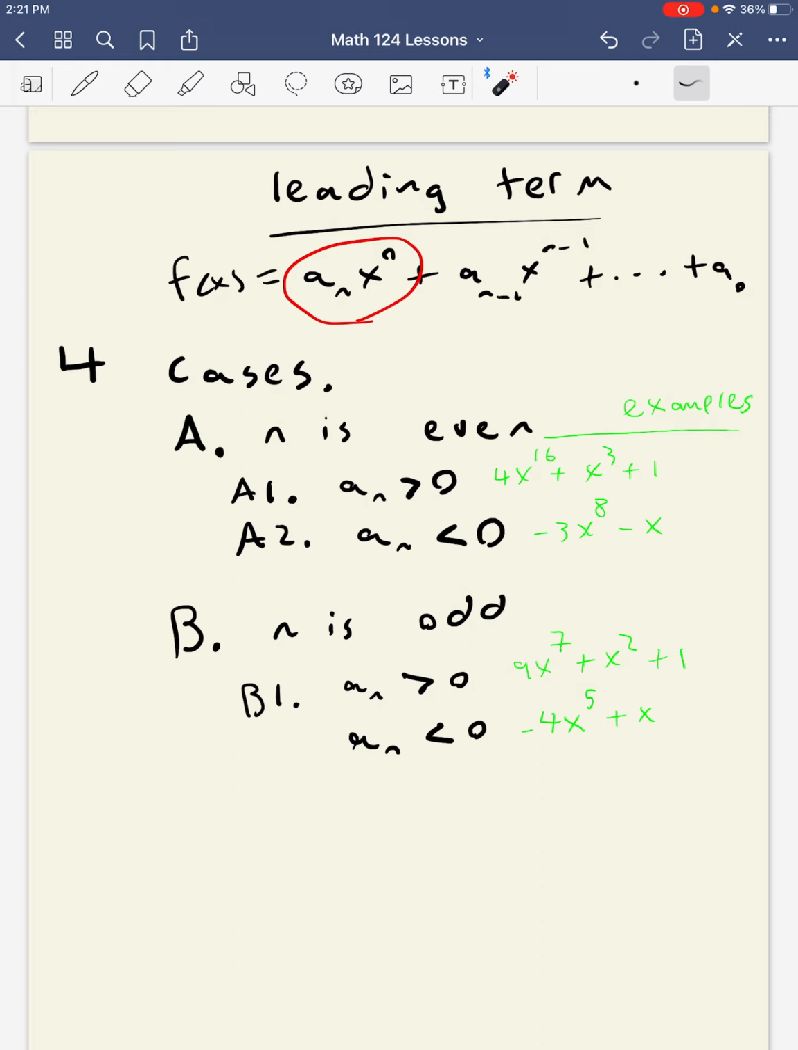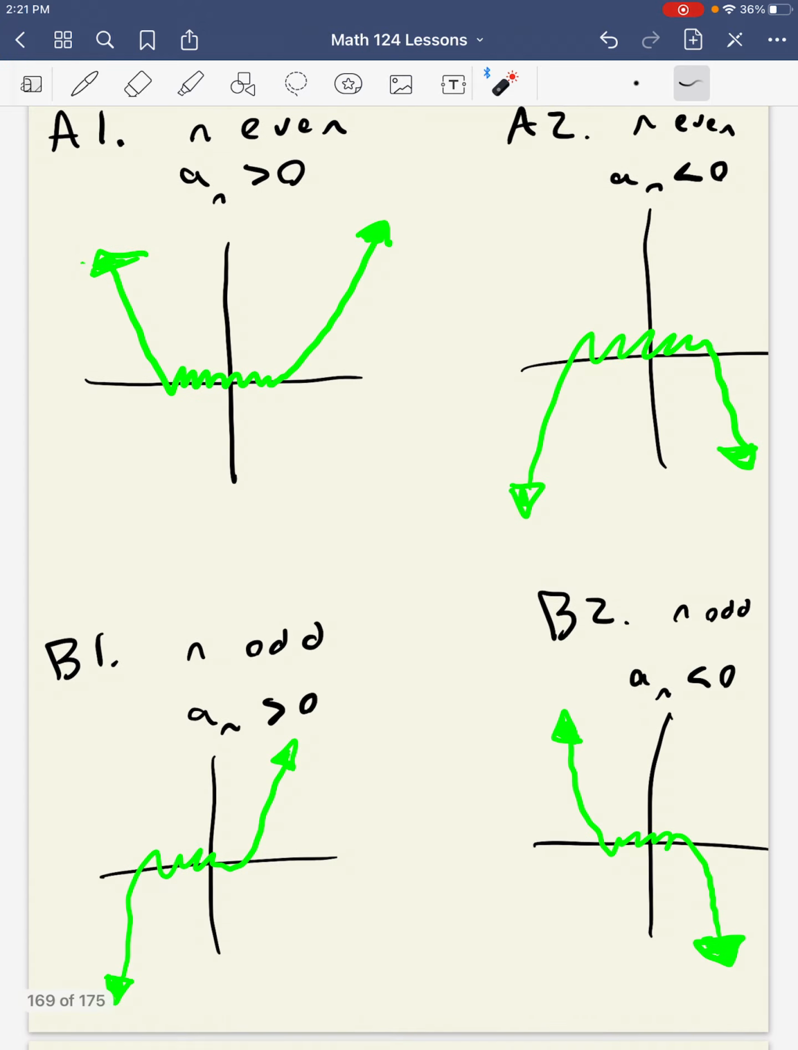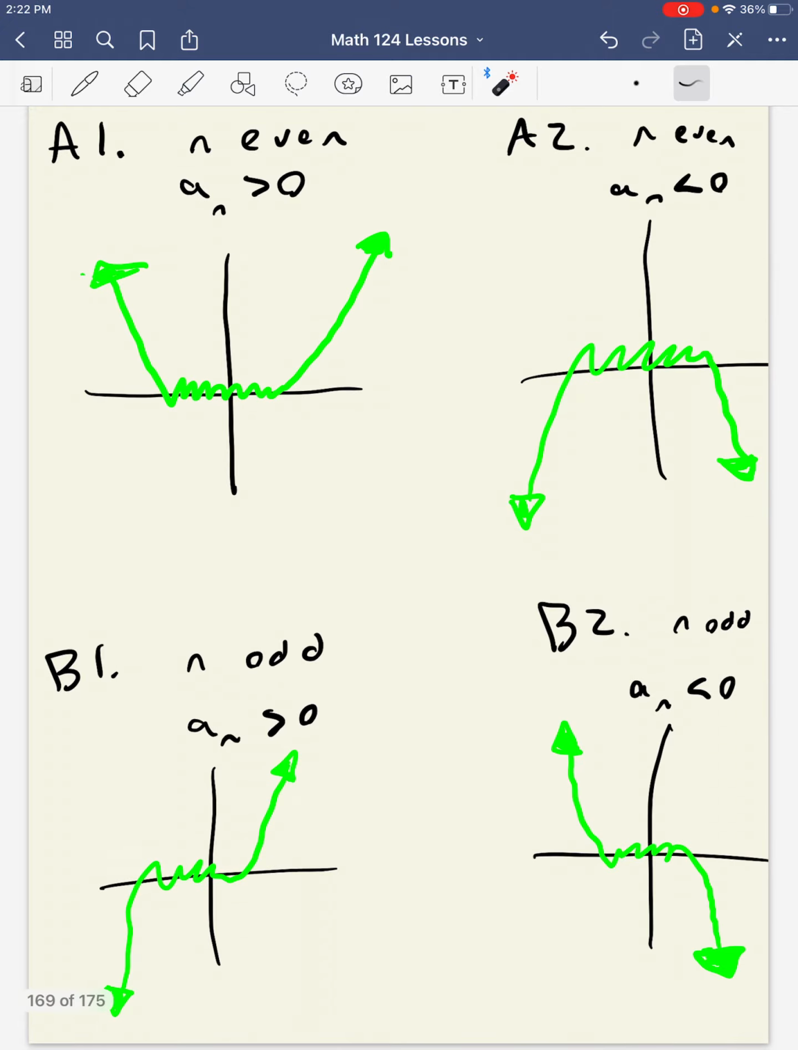The reason why I categorize these cases in this way is given by the following template here. We know the basic shape of the graph just by knowing the leading term. So in case A1, when n was an even exponent and a positive number, the basic shape of the graph will look like this. Now why did I draw a squiggly line here in the middle? Because just using the leading term, it doesn't tell us the behavior here in the middle. It only tells us the end behavior, or the behavior when x is really positive or really negative.